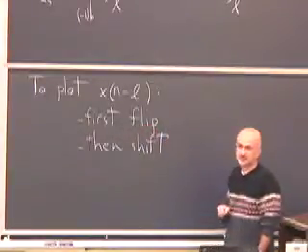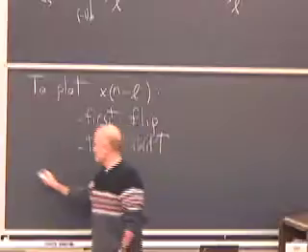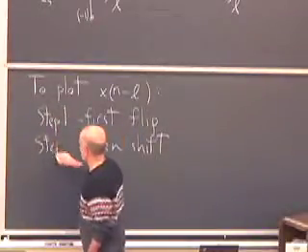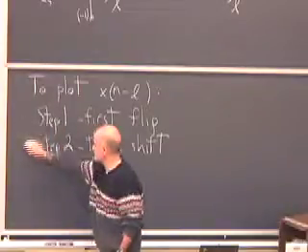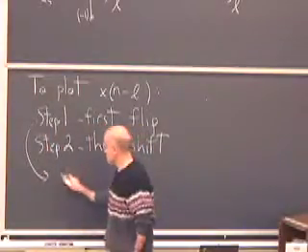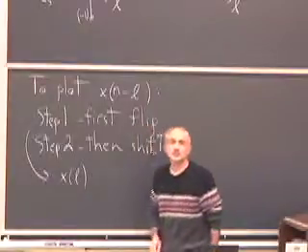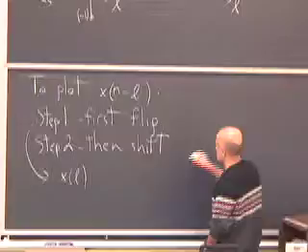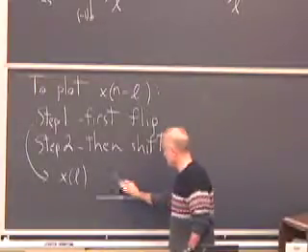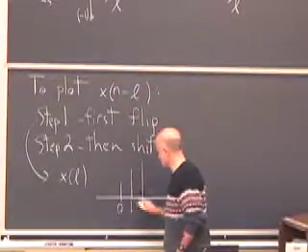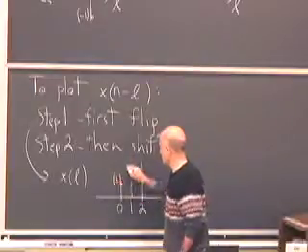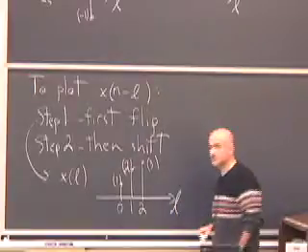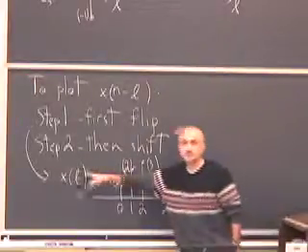So here's what you do. Step 1. You start with x. Plot it as a function of L. Just straight x, just like that. So here you'd have 1, 2, 3. 0, 1, 2. 1, 2, 3. Dummy variable is L. This is x of L. Okay?